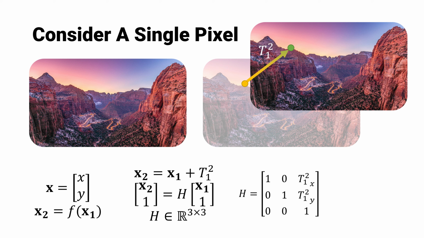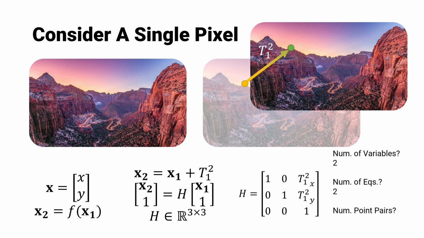So I want you to pause the video for a second and answer the question, how many free variables does this matrix H have? The answer is absolutely 2, and it's fairly simple. You can see that it's the t12 x and t12 y. So how many equations would you need to actually solve for this transformation t? The answer is again 2, because 2 equations will give you the solution to this matrix.